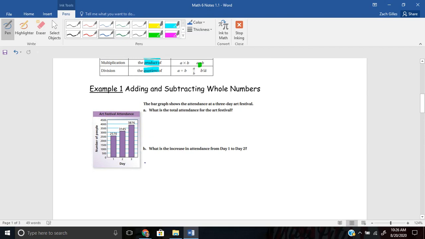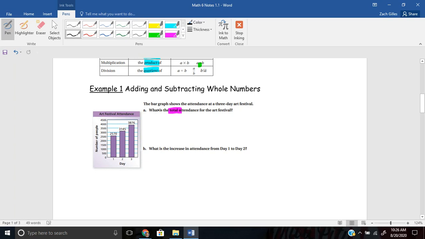So let's take a look at an example of what one of these problems might look like. It says the bar graph shows the attendance at a 3-day art festival. What is the total attendance for the art festival? One thing I noticed right away is that I have this keyword of total, right? If I were to ask you what operation you would use to find out the total of something, what would you tell me? Hopefully you've arrived at addition. If I asked you the total number of students in this class, you would add the number of students in this class to get that answer.